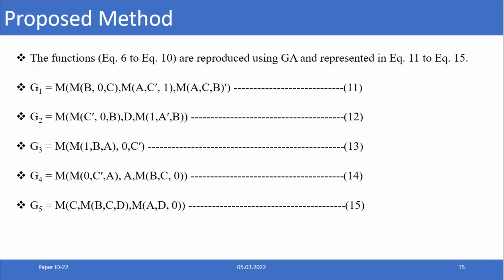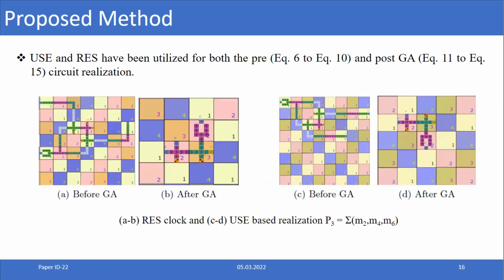Now we have placed each individual function in 2 clocking schemes, USE and RES. As I have discussed in the basic part, due to the advantage of the standardization of the clocking schemes, USE and RES we have used for this proposed method. And we have placed these circuits or functions, which are minimized by the genetic algorithm, in USE and RES. In this slide, I have represented function 3. On the left hand side is the RES clocking scheme. I have placed function 3 using the RES clocking scheme, and the right hand side represents the USE clocking scheme. In the same way, I have realized all the functions using RES and USE.